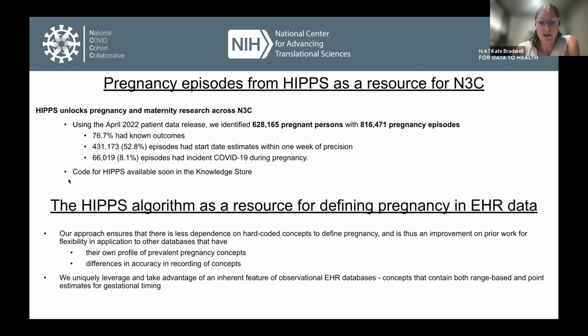We also see it as an important improvement in the field. We have an approach that doesn't rely so much on hard-coded or predefined concepts, such as the study that we based the initial part of our algorithm on. We have an approach which allows you, per EHR data set, to validate what concepts you're using to define your episodes. We also leverage both concepts that occur over a time range during pregnancy, as well as point estimates of gestational timing, a lot better than previous studies have done in defining or inferring pregnancy episodes.